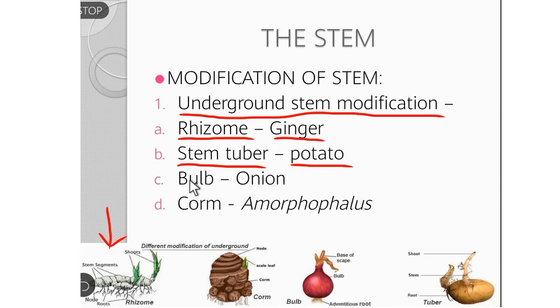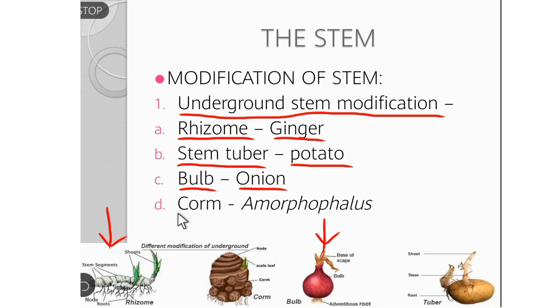Now the third one is a bulb. Bulb is also an underground stem modification. It is similar to stem tuber and rhizome. The difference is that here scaly fleshy leaves are present which are used for food storage, hence the name bulb, and the main example is onion.